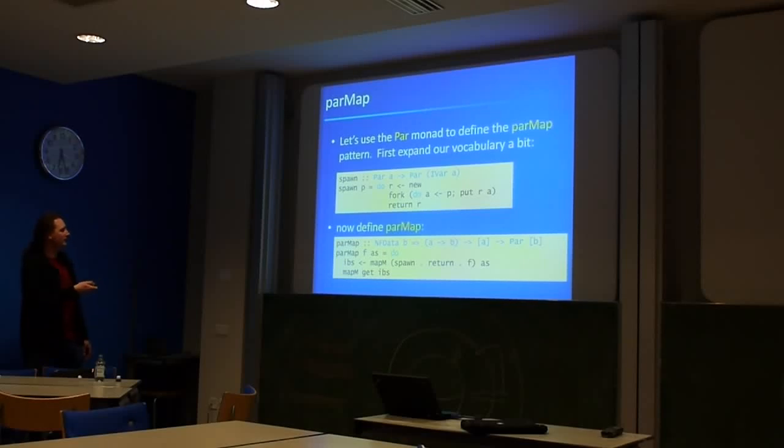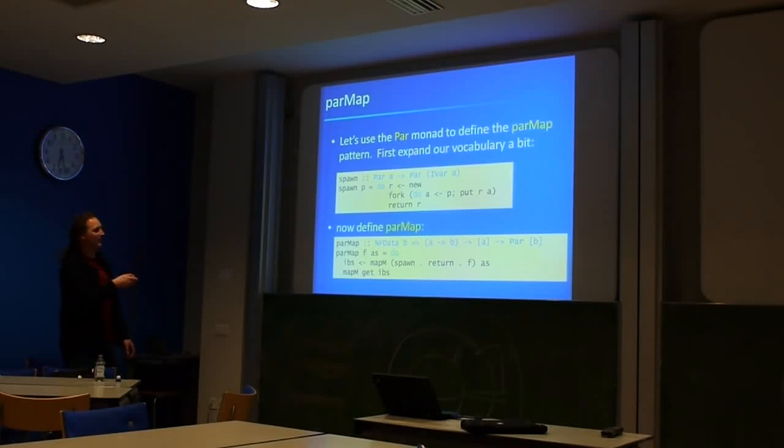We can use spawn to make a function called parMap. parMap is a very common thing that's used in parallel programming. It applies a function in parallel to all the elements of the list and then returns the list of results. I'm not going to go into great detail about how this works, but it's mapping spawn over the original list. For each element we apply the function f and spawn that as a parallel task, getting back a list of IVars. Once we've spawned all those tasks, we can wait for all the results by mapping get over the list of IVars that we've got.